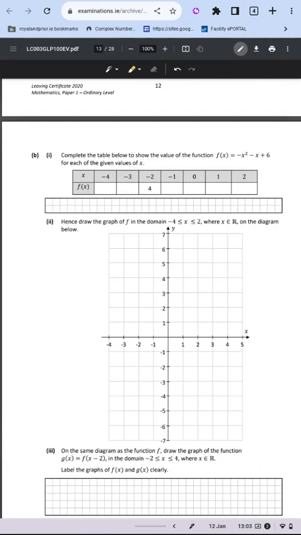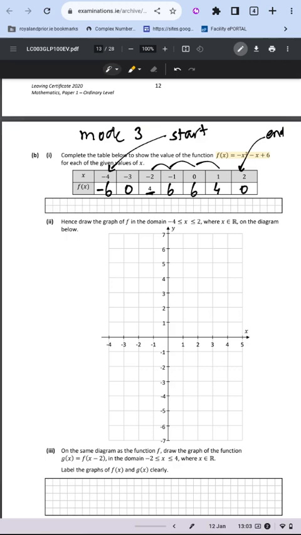Next one here is functions. So complete the table below to show the value of the function. There's my rule, minus x squared minus x plus 6 for each of the following. So all we're going to be doing is mode 3 in our calculator. And then remember, we start at minus 4, we end at 2, and we're going up each time our steps are 1. Now when you do that, you get a value there of minus 6, 0, 4, 6, 6, 4, 0. You know you're right when they give you one, to match it up.